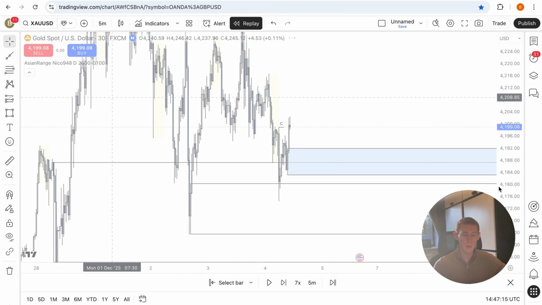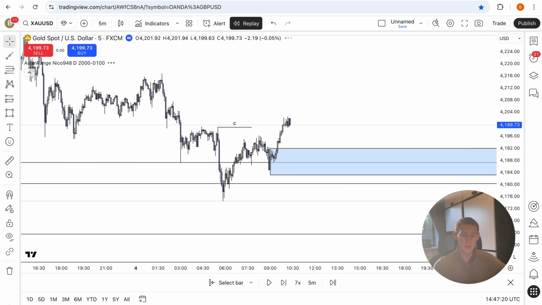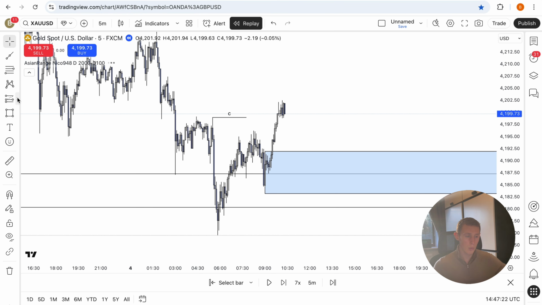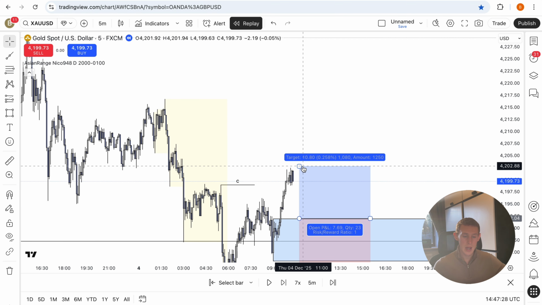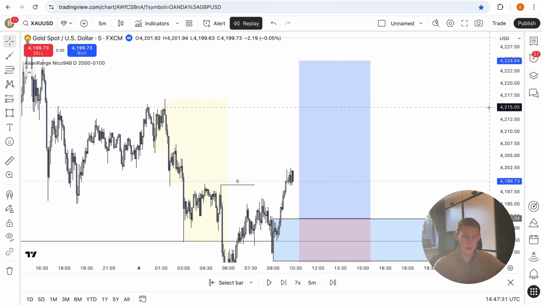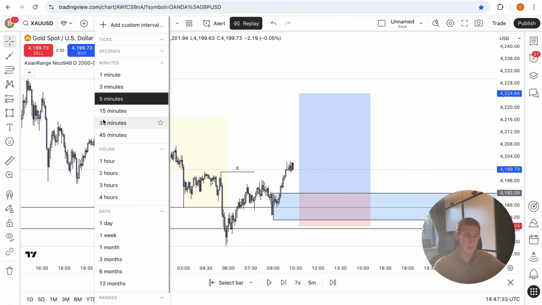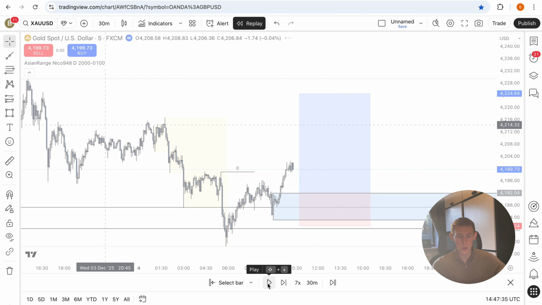But the actual confirmation, like I said, to keep it as mechanical as possible, is always going to be this M5 change of character. Once we have this, plus the imbalance, which you can see price created here, we're setting a limit on this area, stops just below, and we are going to mechanically target a one-to-three risk reward as always, and simply let the trade play out to stop loss or take profit.